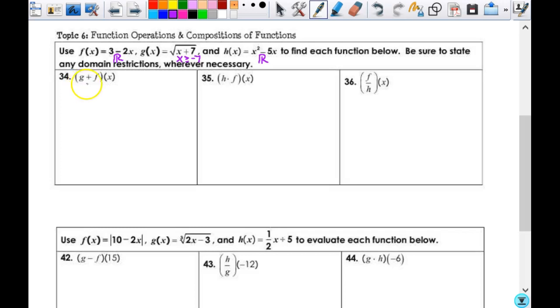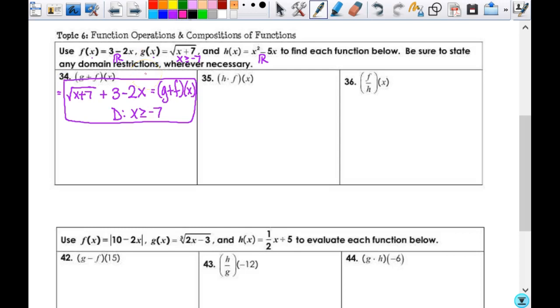So when I go to do g plus f, of x is all real numbers, g of x is not. So the intersection of these two would be this. This is going to have to be my domain when I finish. So g of x, which is the square root of x plus 7, plus f of x, which is 3 minus 2x, and there is nothing I can do to simplify that. That equals g plus f of x, and my domain, the intersection of these two, is that x is greater than or equal to negative 7. This whole thing is my answer to 34.